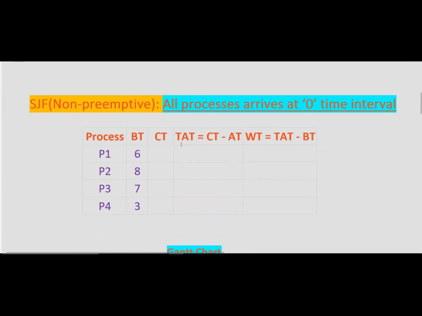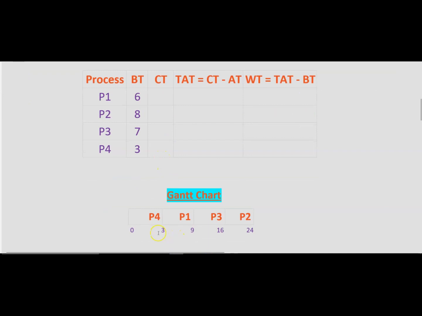As we can see through the table, four processes are there with the burst time given to us. It is already mentioned that all the processes arrive at zero time interval. So to solve this numerical, the very first thing we need is the Gantt chart. I have already told you that the Gantt chart shows the lifespan of the processes. In this Gantt chart, the time duration always starts from zero.